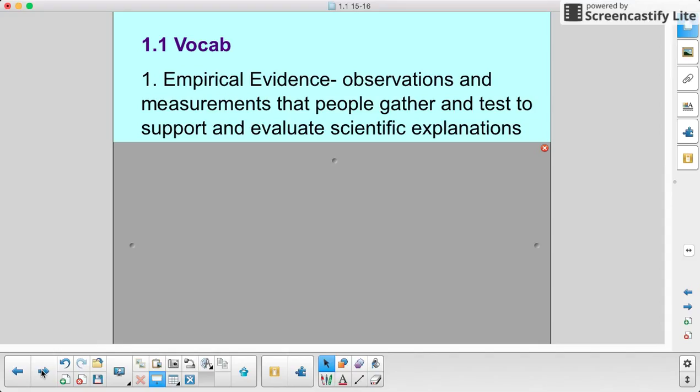Then each lesson includes vocabulary words. In this lesson, there are 3 vocabulary words. The first one is empirical evidence. Empirical evidence includes observations and measurements people gather and test to support and evaluate scientific explanations.